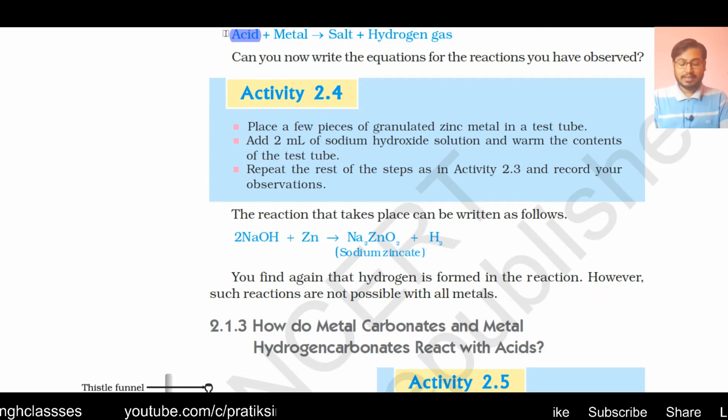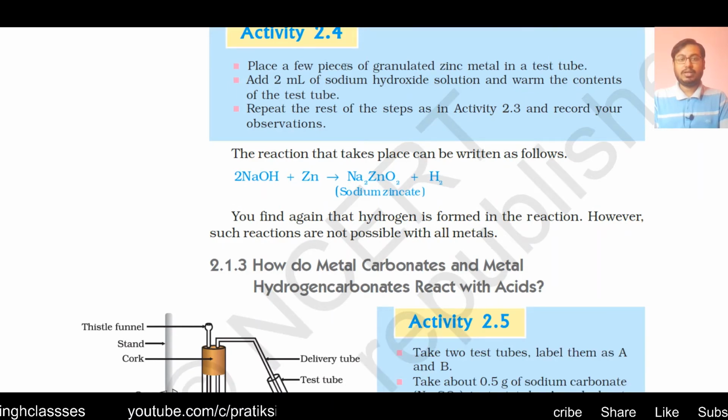So here the available acid is being oxidized, and the metal reacts with the remaining part, so it is being reduced. We will see it later. Can you write the equation for the reactions you have observed?